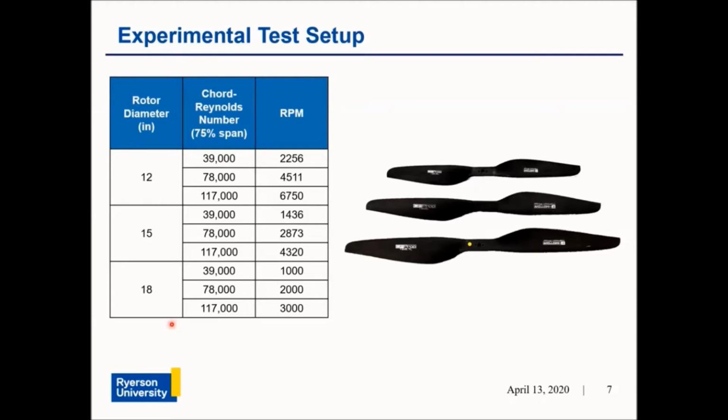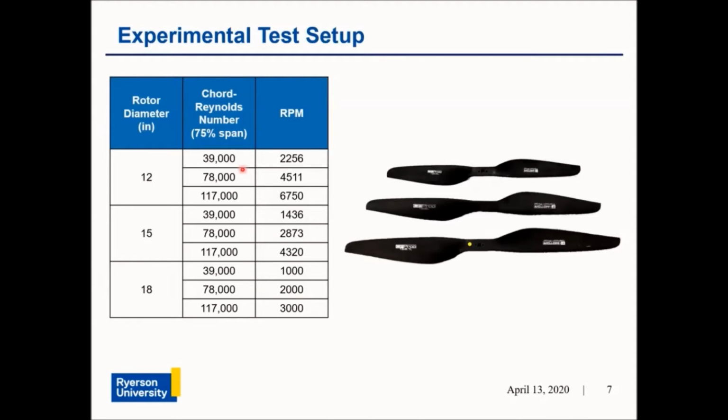Each of these rotors was tested at 3 different chord Reynolds numbers: 39,000, 78,000, and 117,000. This chord Reynolds number was based on the chord length and tangential speed at 75% of the radial location of the respective blades. So for example, on the 18-inch blade, it was somewhere about here. To compare between the different sized rotors, the chord Reynolds number at 75% of the radius was kept constant by changing the rotor RPM as rotor diameter was changed.